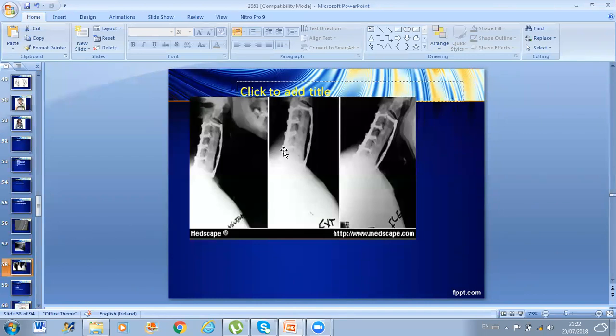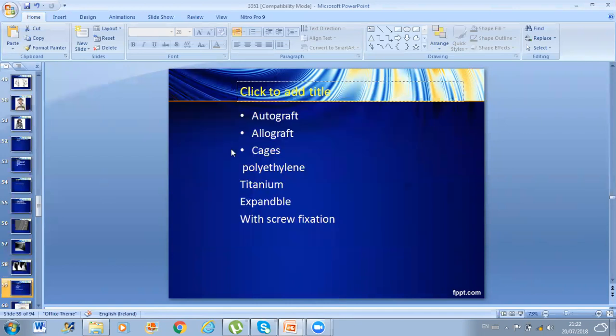So what options do you have after corpectomy? After corpectomy, you have a space. You can fill it with titanium cages, a fibular graft, ribs, or bone substitute. The cage is right. You can put autograft, allograft, whatever you like. Cages can be polyethylene, titanium, expandable, or with screw fixation.